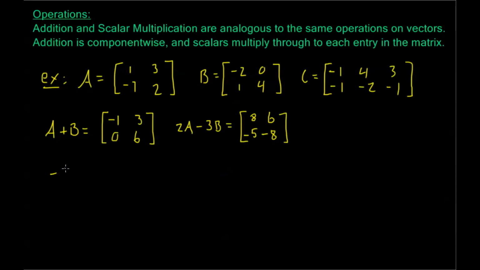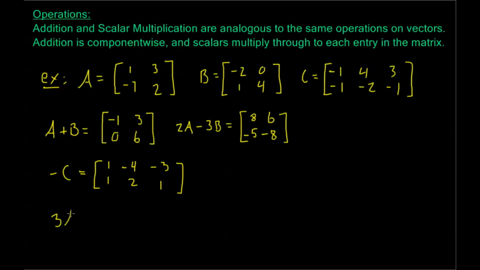Now if I look at something like -C, remember that's just scalar multiplication of C by -1. So all of the entries are going to change their sign. This is just to say that when we multiply by a scalar, we multiply through to every entry, not just an entry in the first row or something like that.